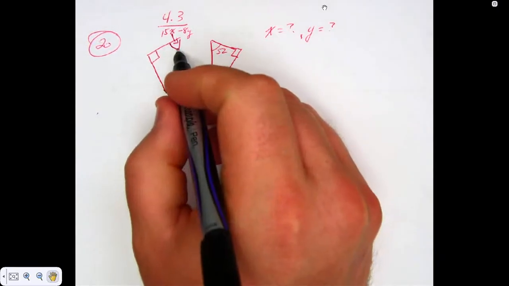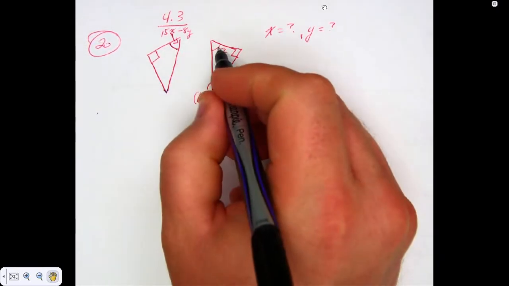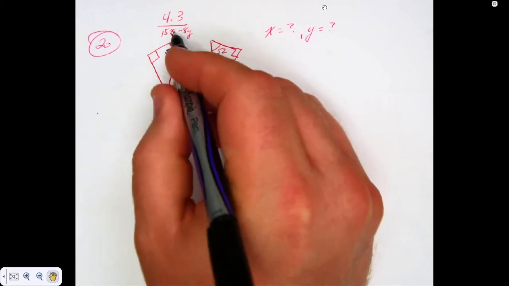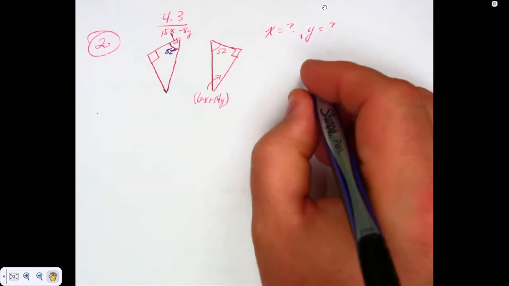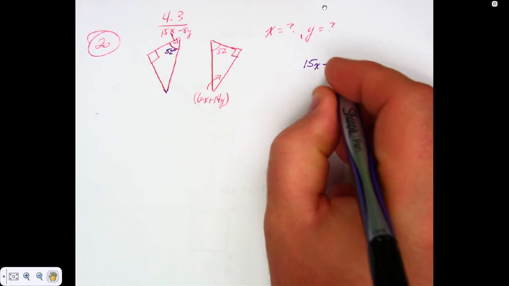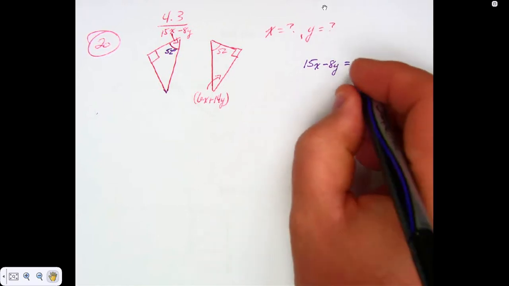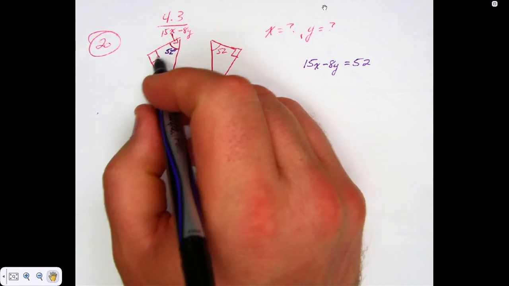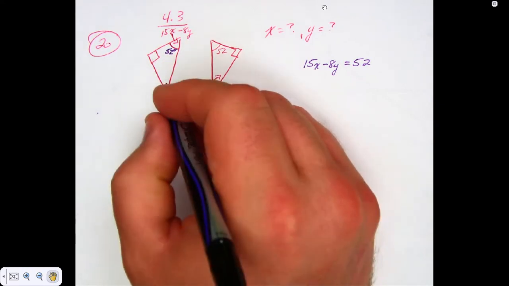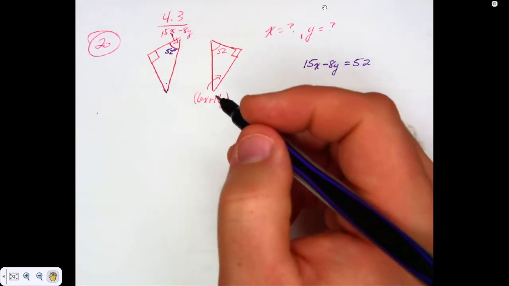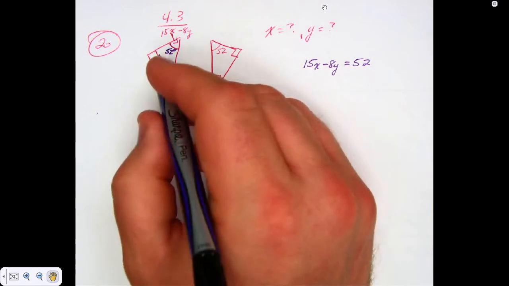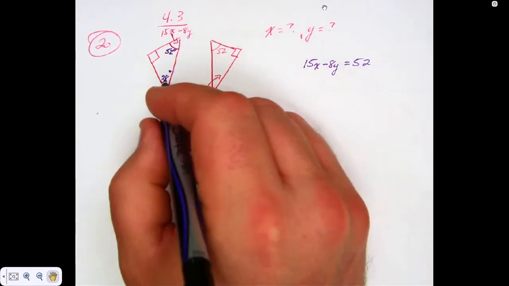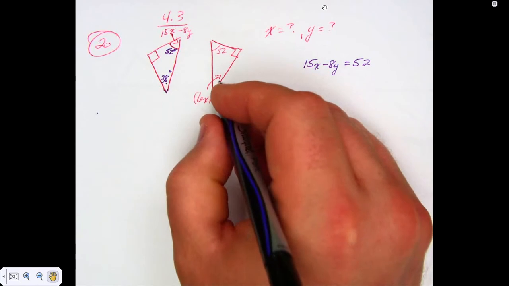What does this say? That this is what? So if this is 52, what's this angle? So right now I have an equation, and that is that 15x minus 8y is equal to what? 52. The nice thing is that this is 52, this is 90, what is left for this to be? 38. So if this is 38, what's this one got to be?